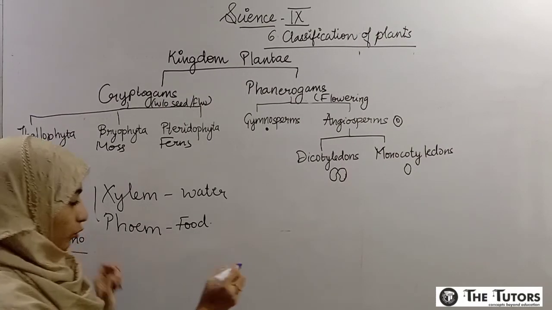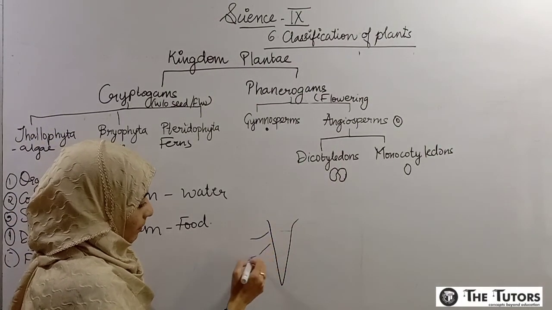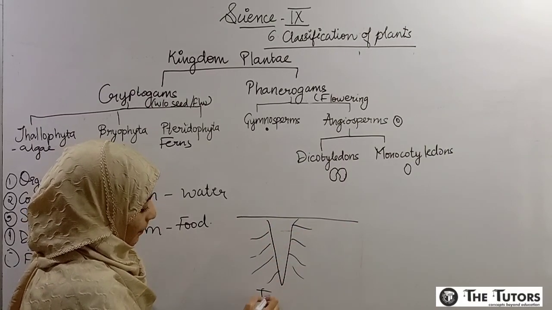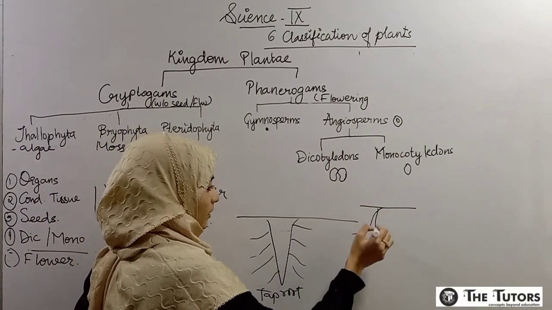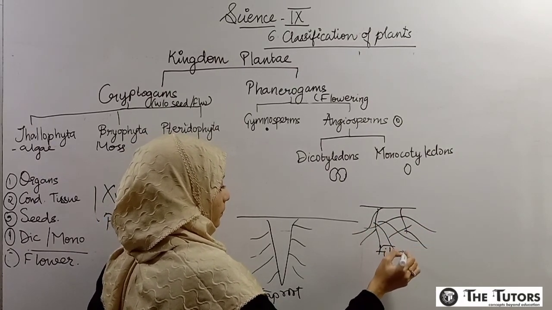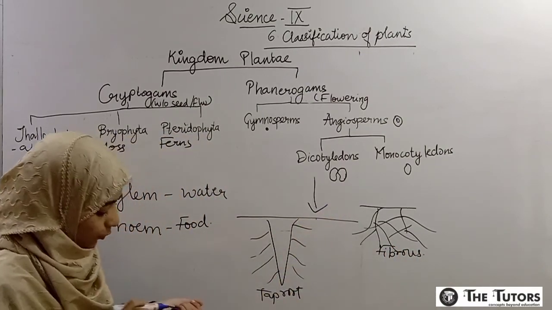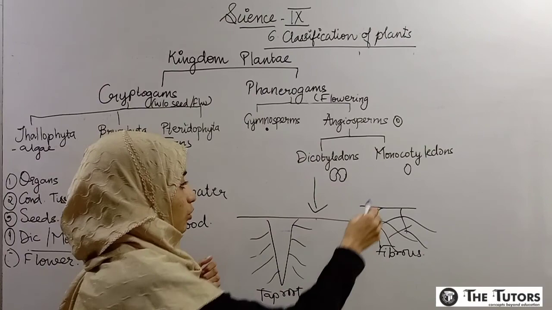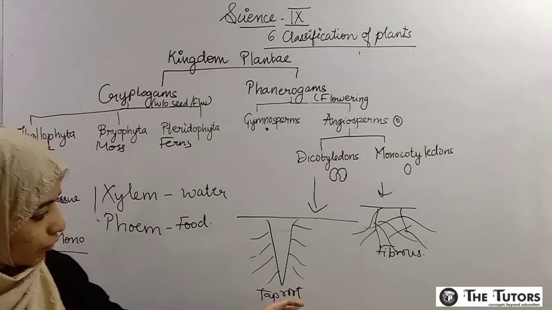I hope you know about the root. We have taproot and fibrous root. Taproot will look something like this, this is your ground and this is the root, and this is called taproot. And next we have fibrous root, which is spreading just like hair. So this is called fibrous root. So this dicot has a well developed taproot system, and monocot has fibrous root. This you can see in onion and this you can see in very strong plants.